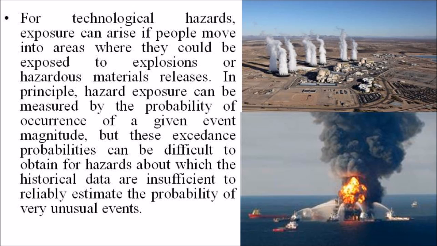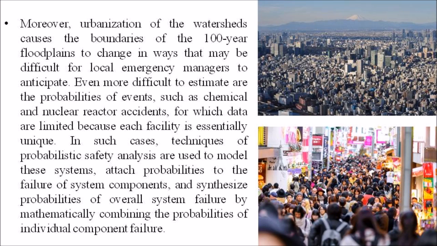In principle, hazard exposure can be measured by the probability of occurrence of a given event magnitude, but these exceedance probabilities can be difficult to obtain for hazards about which the historical data are insufficient to reliably estimate the probability of very unusual events. Moreover, urbanization of the watershed causes the boundaries of 100-year floodplains to change in ways that may be difficult for local emergency managers to anticipate.